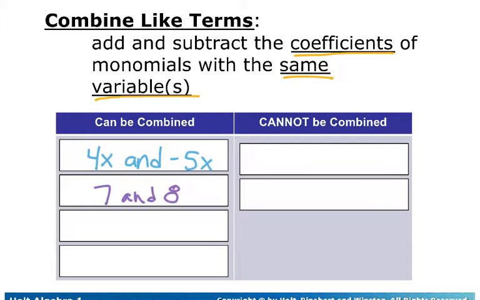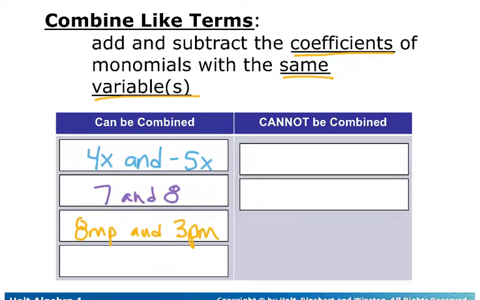Then we have 8mp. Notice there's a combination of variables, but either way, 8mp and 3pm can be put together, because multiplication is commutative, so we could rewrite this as mp, and that would be the same set of variables.